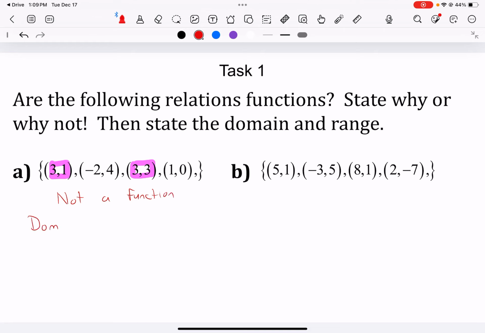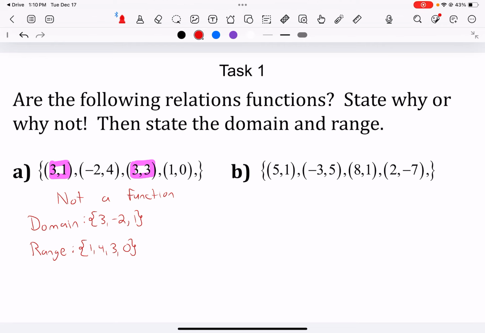Now to state the domain and the range, we're just going to list what we have there. So the domain is the x values or the inputs. In this case, those numbers are 3, -2, and 1. If a number repeats, we don't have to write it twice. The range is the y values, which is 1, 4, 3, and 0.